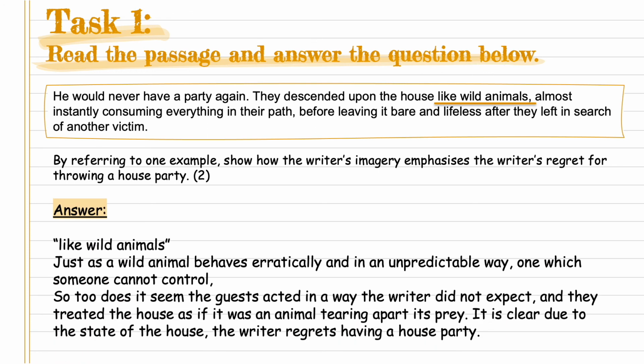The answer, like wild animals I've quoted, that would be a mark. Now we analyse. Just as wild animals behave erratically and in an unpredictable way, one which someone cannot control, so too does it seem the guests acted in a way the writer did not expect, and they treated the house as if it was an animal tearing apart its prey. It is clear, due to the state of the house, the writer regrets having a house party.